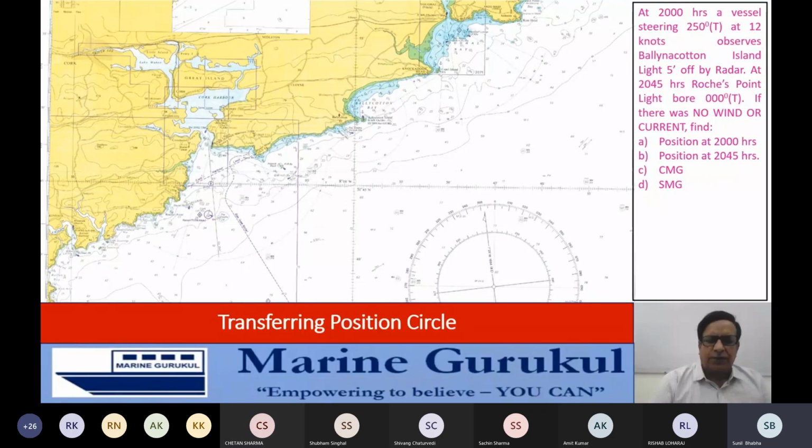No, sir. Very good. So you see at 2000 hours, they have given us a radar range of 5 miles. So we have a position circle for this particular time. Then at 2045, they have given us a bearing. So Roche's Point light bearing is given. So we have a PL. So we will be transferring the position circle now using the running fix concept and finding our positions at both these times.